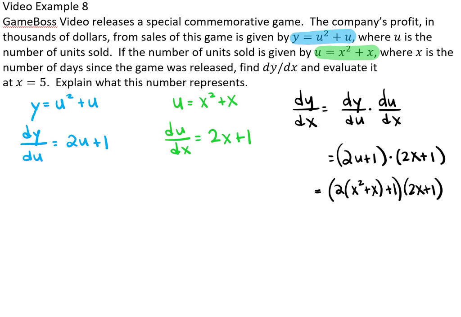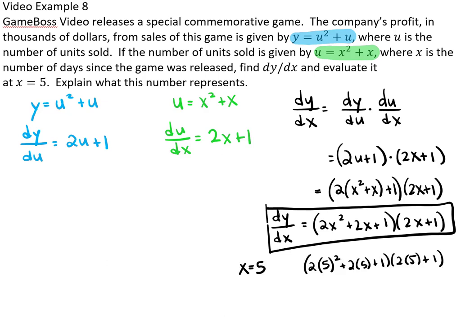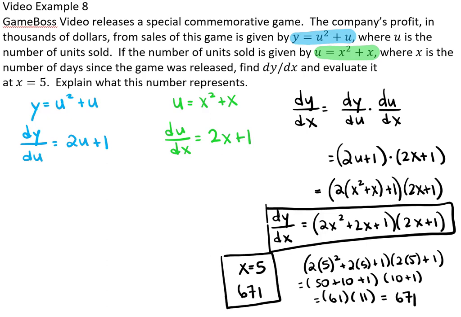Let's simplify it a little bit. Now it tells us that after we find dy dx, it wants us to evaluate it at x equals 5. So let's plug 5 into this equation. So after plugging it in, let's simplify. And after simplifying, we get 671. But what does that number mean?